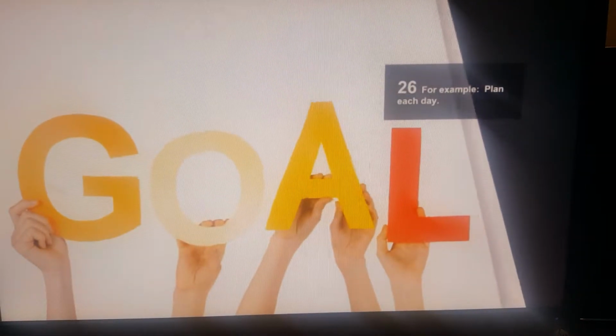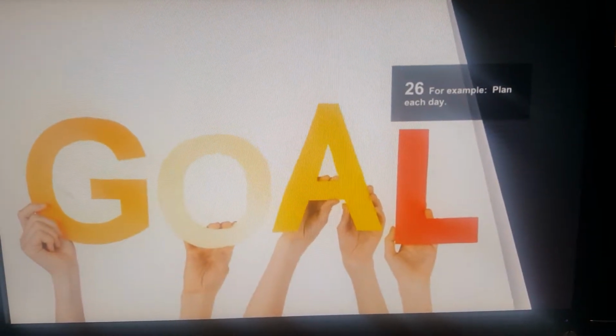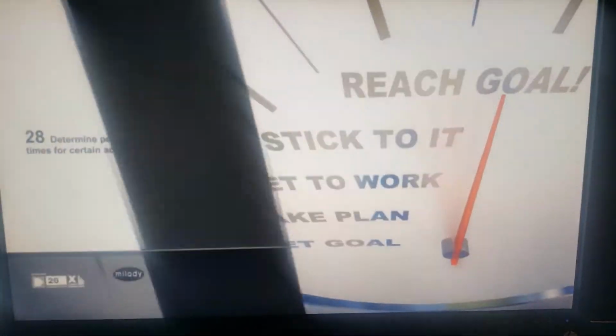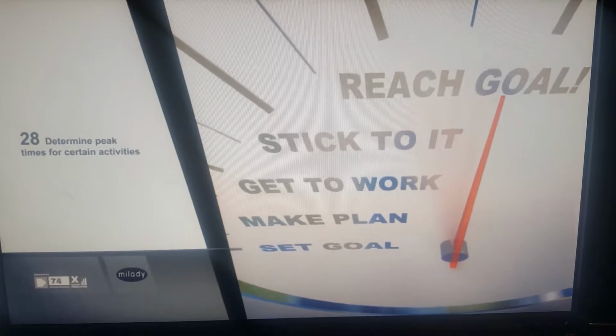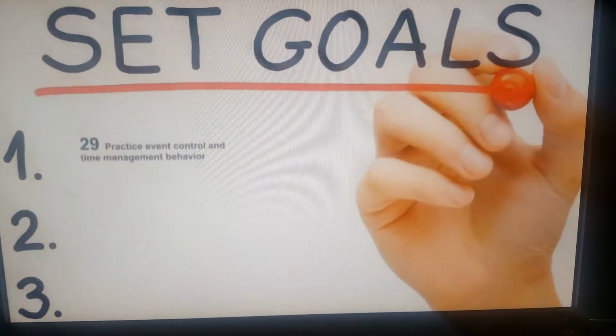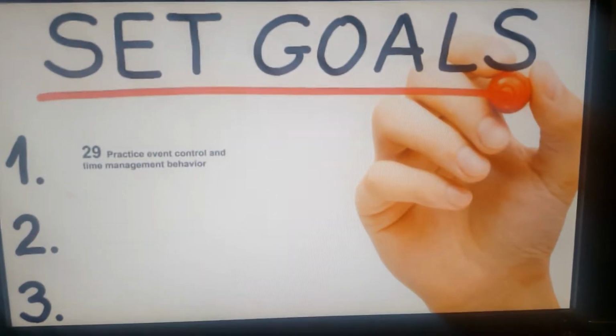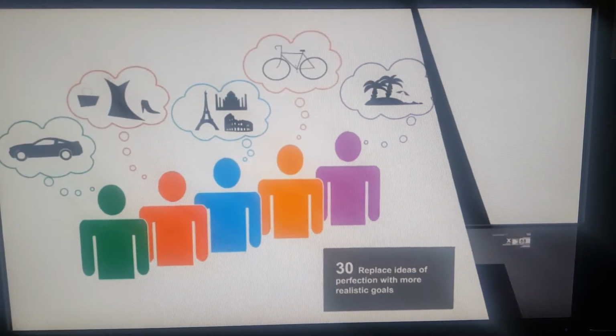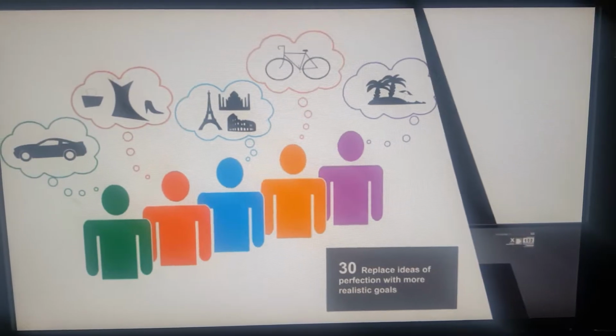For example, plan each day. Prioritize tasks. Determine peak times for certain activities. Practice event control and time management behavior. Replace ideas of perfection with more realistic goals.